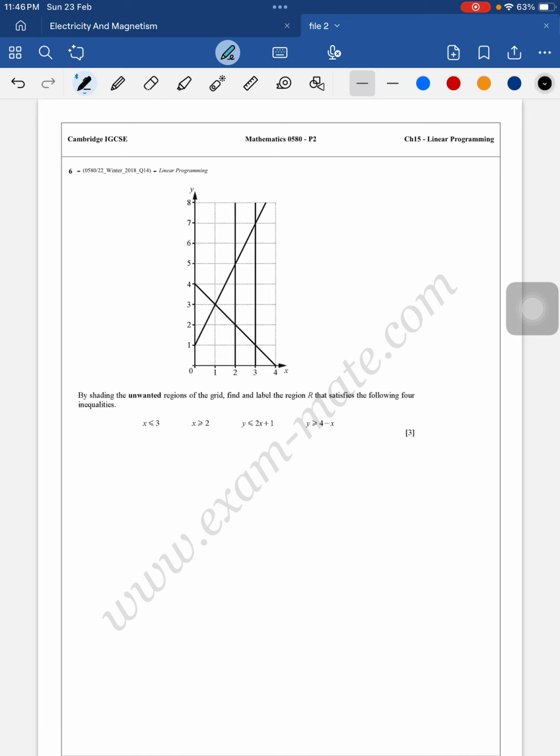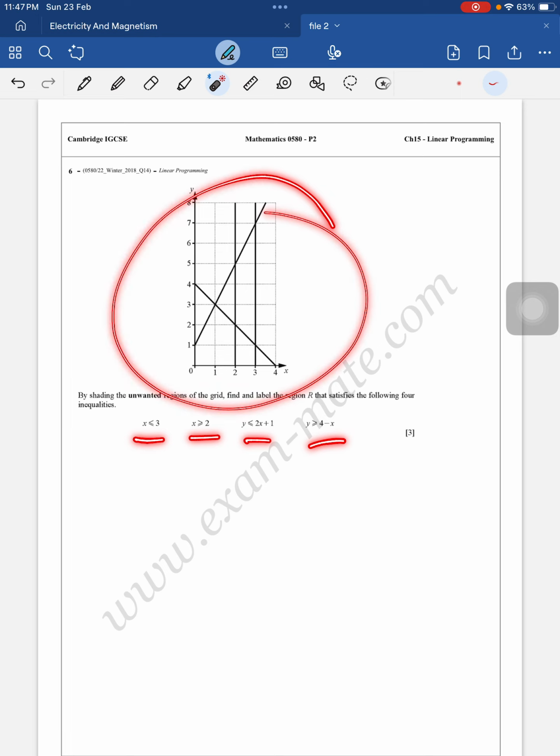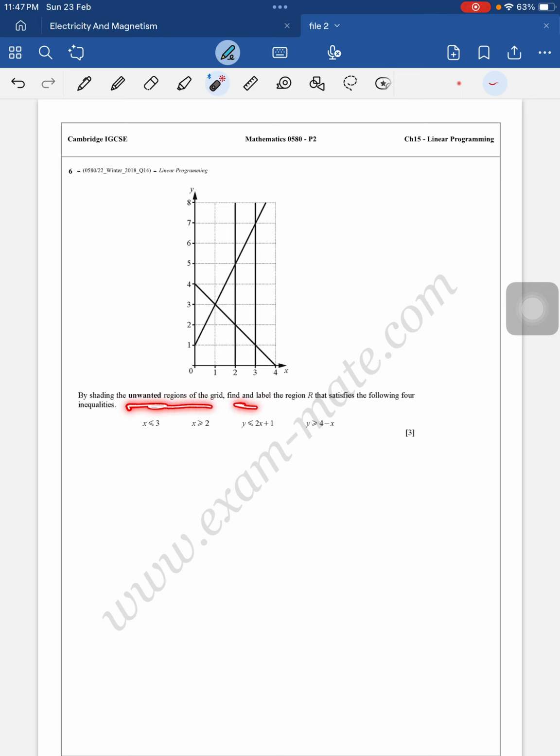In question number 6 we are having 4 different inequalities. By shading the unwanted regions, find and label the region R. Okay, so the first one is x is less than or equals to 3. So x is less than or equals to 3, this is x is equals to 3, so less than or equals to 3 means this will be this part, right? But unwanted means this part.